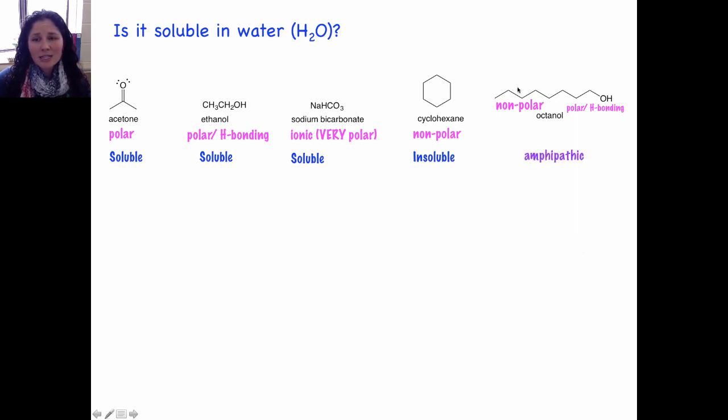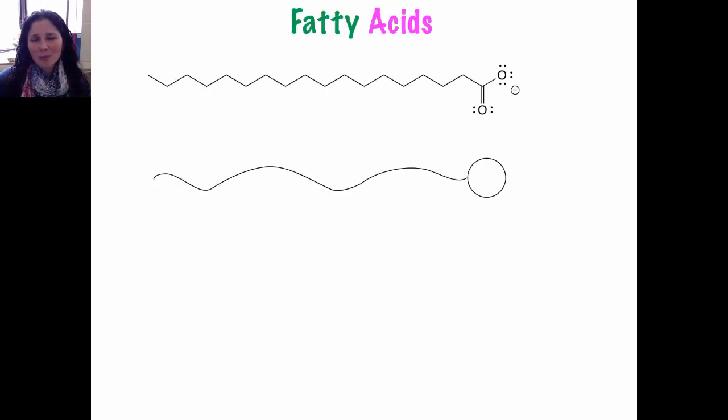A molecule like this that has a significant nonpolar part and a significant polar or hydrogen bonding group is called an amphipathic molecule. It possesses characteristics of both polar and nonpolar. These things have special partial solubility. One end is soluble and the other end isn't soluble, and they make really interesting structures when they interact with water. Let's talk about soap.